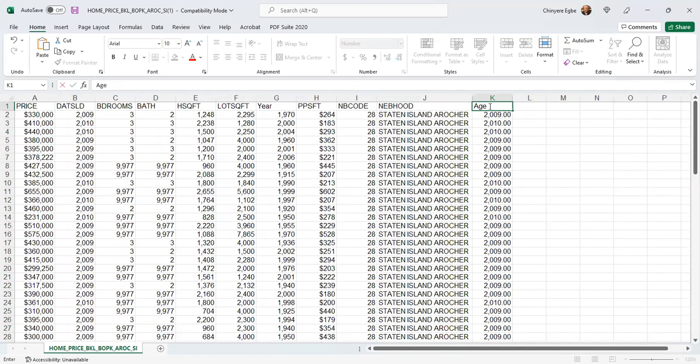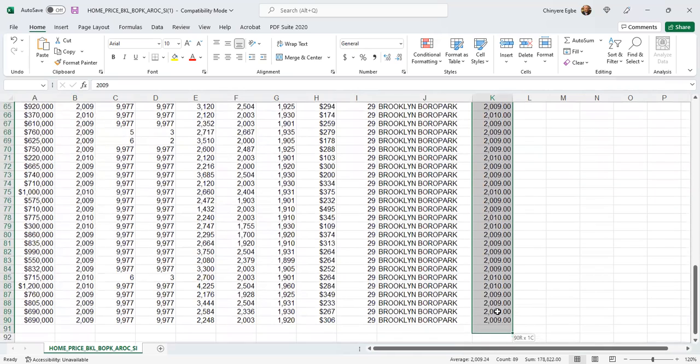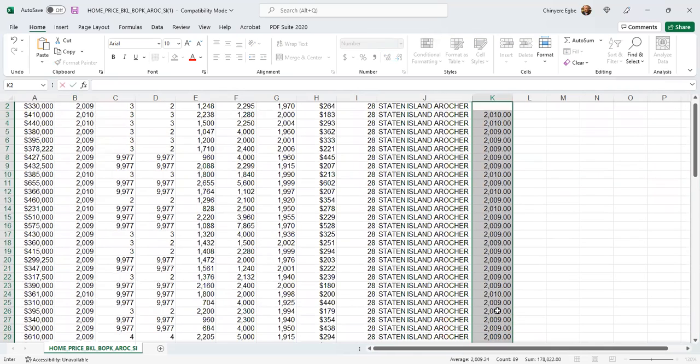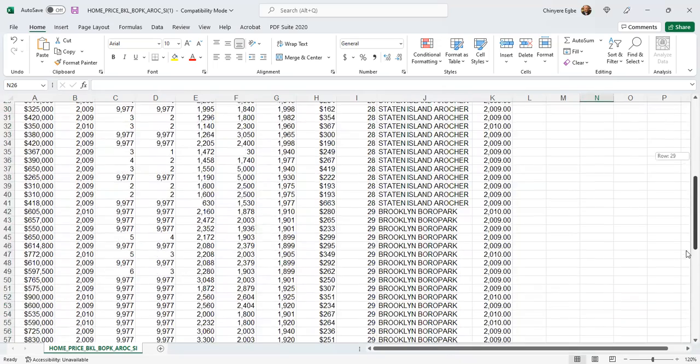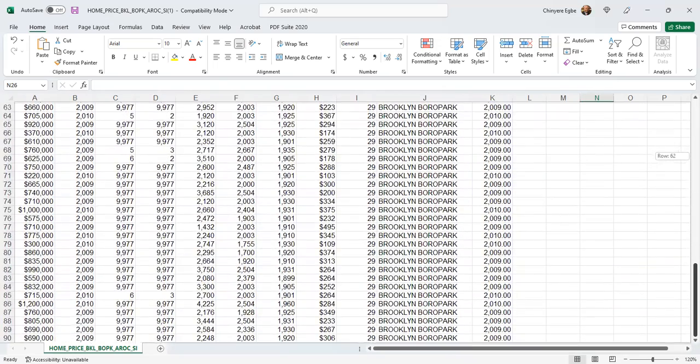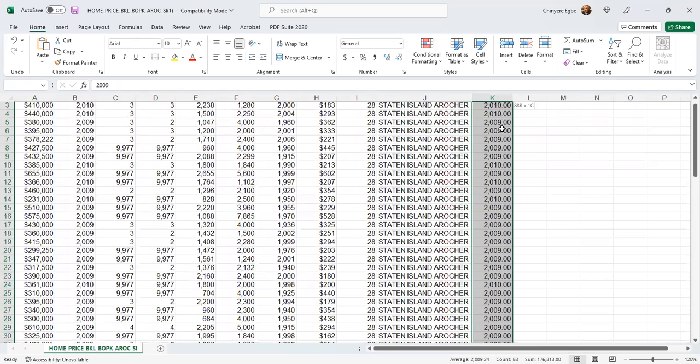Okay, so I'm going to take age here. What is the age of a house? Of course, the age of the house is the time that you're looking at the house, and you subtract the year that it was built. That is how you know the age of the house.